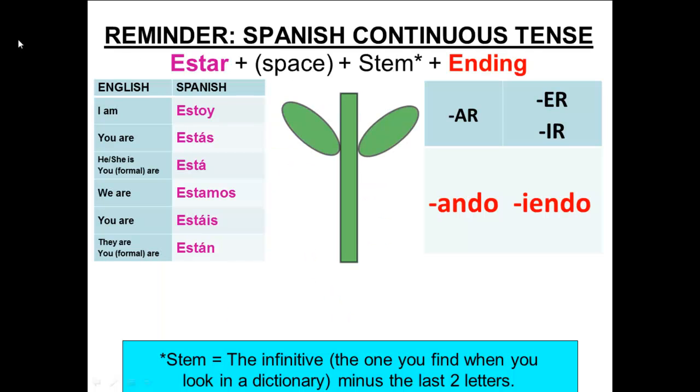Here's a quick reminder of how the Spanish continuous tense is formed. Estar in the present tense. Estoy, estás, está, estamos, estáis, están. Plus the stem, which is the infinitive minus the AR, ER or IR. And then the ending, which for AR verbs is ando, and for ER and IR verbs is yendo.